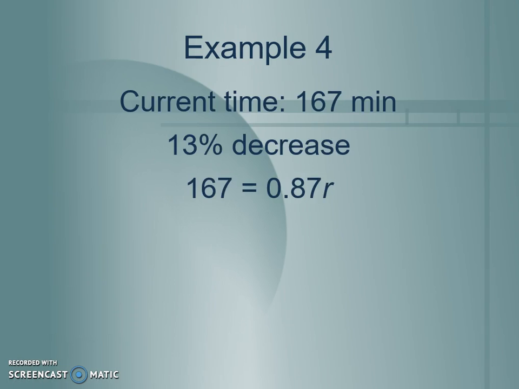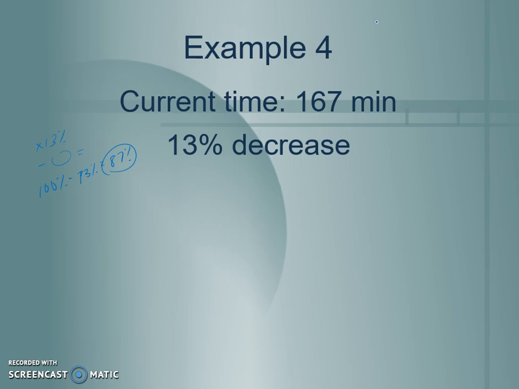So we know that his current time is 167 minutes. Instead of multiplying by 13% for the decrease, because then we have to multiply a number times 13% and then go back and subtract that number that we got to get our answer, all we have to do is say, well, 100% minus 13% equals 87%. So I'm going to multiply by 87%.